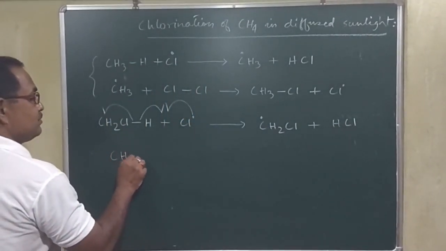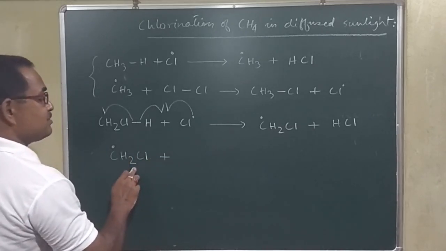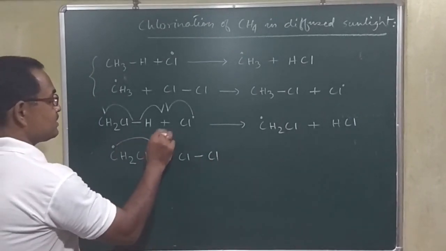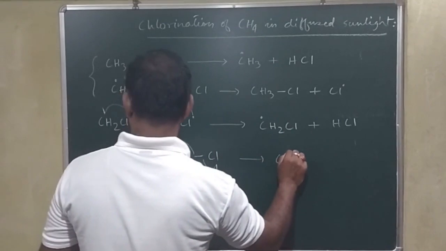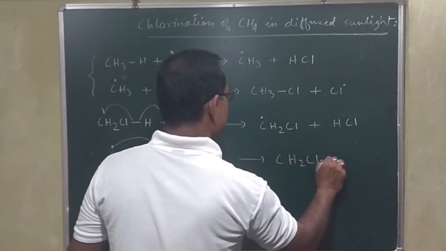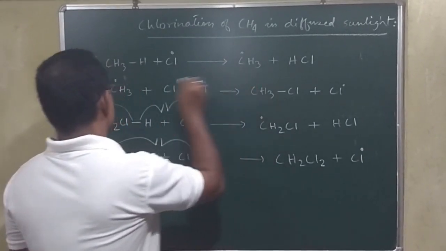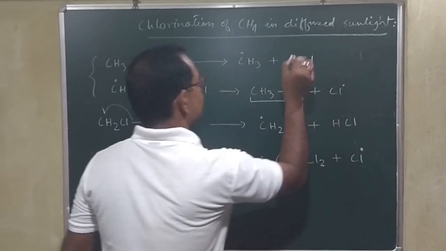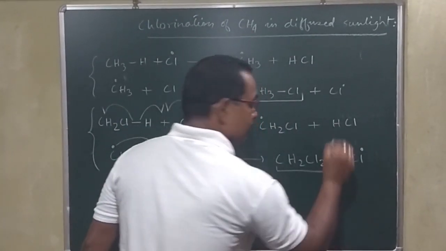Then CH2Cl dot will react with chlorine. In this case, we will get CH2Cl2 plus Cl dot. So in these two steps, first two, we get chloromethane, but here we get dichloromethane.